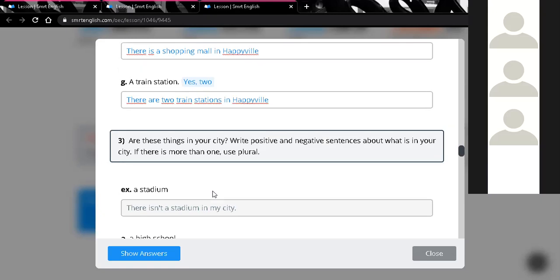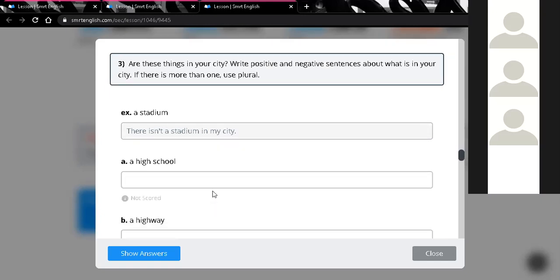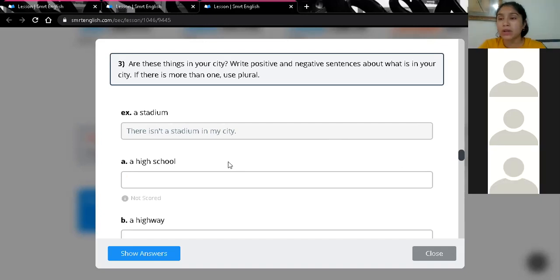Write positive or negative sentences about what is in your city. If there is more than one, then use plural. For example, a stadium, there isn't a stadium in my city. Okay, so I'm gonna be asking each one of you and I want you to give me an answer according to the city where you live, okay? So Guillermo, you go first. Remember, if it is one, use there is. If it is more than one, tell me the amount, dime cuántas, and use there are, right?